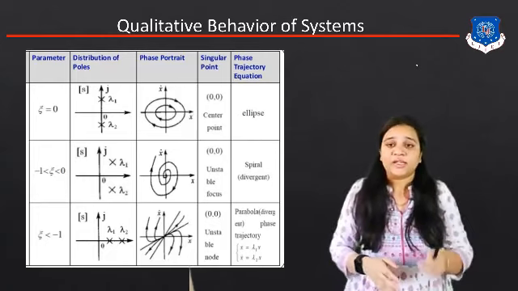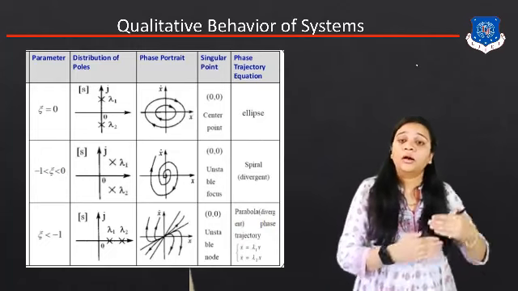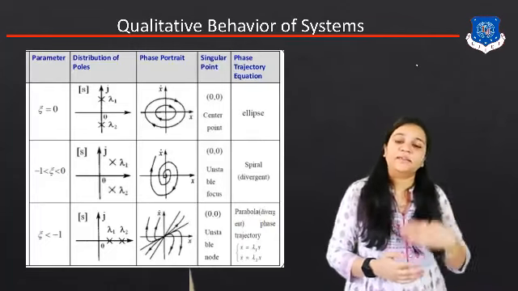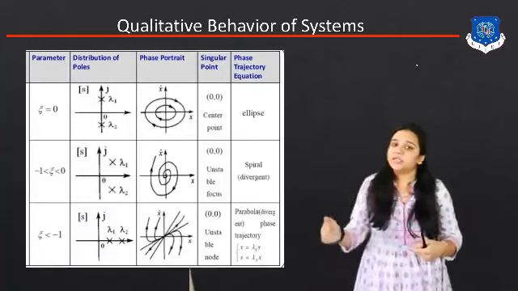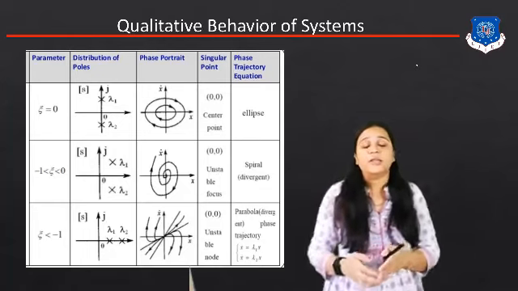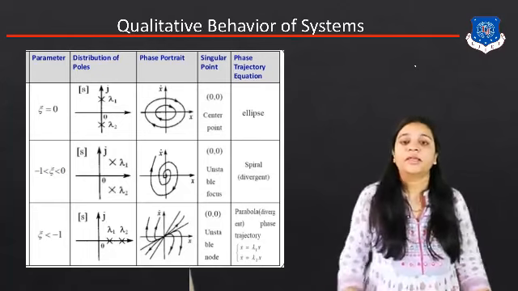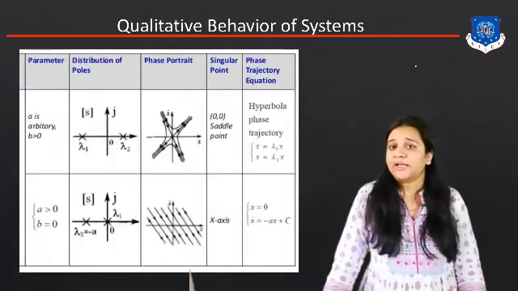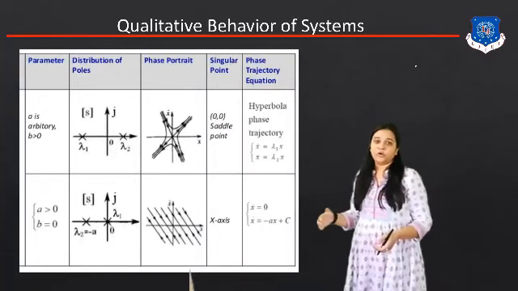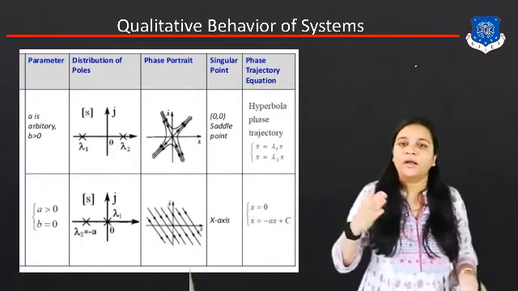If the value of zeta varies from -1 to 0, we get lambda1 and lambda2 in the right hand plane with an imaginary part. This is the unstable focus. If zeta is less than -1, again we get the poles on the right hand side, real and unequal, so we get the unstable node. The next parameter is A arbitrary and B greater than 0. So we get lambda1 in the left hand plane and lambda2 in the right hand plane.